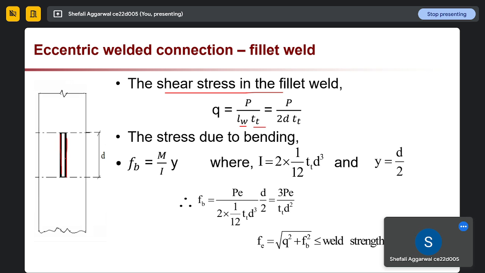So 2D will give us the effective length, and TT is the throat thickness that we are calculating from the size of it, right? Next is the stress due to bending.